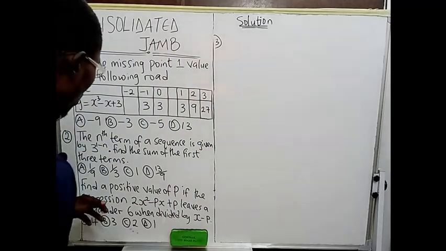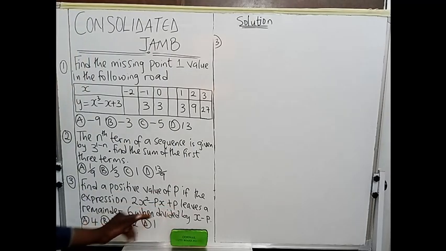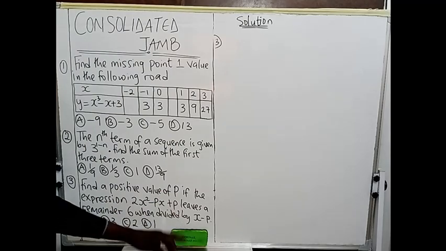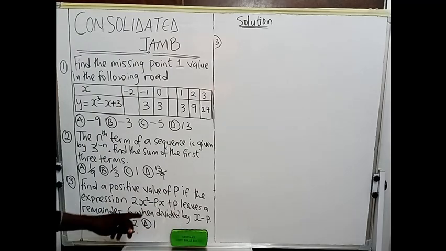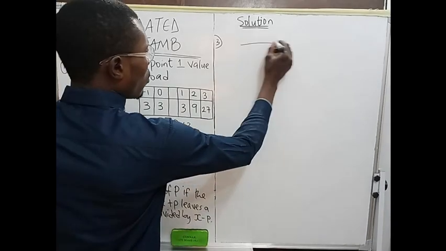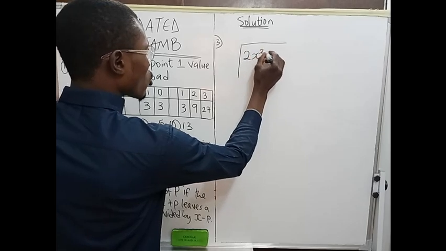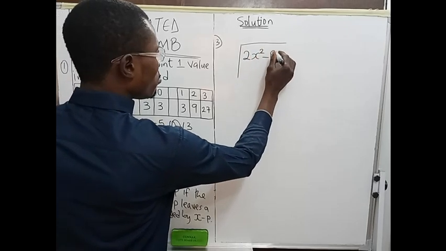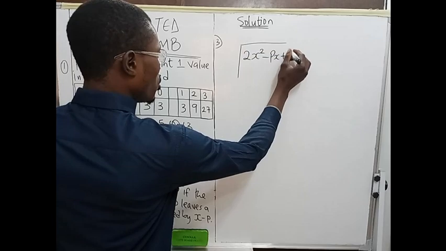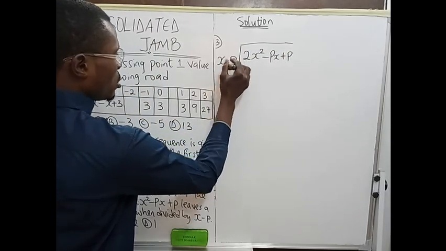Now we'll move to number 3. For number 3, we're asked to find the positive value of P if this expression leaves a remainder 6 when divided by x minus P. So let's divide this by this and see what we get. This is 2x squared minus px plus p. We divide it by x minus p.